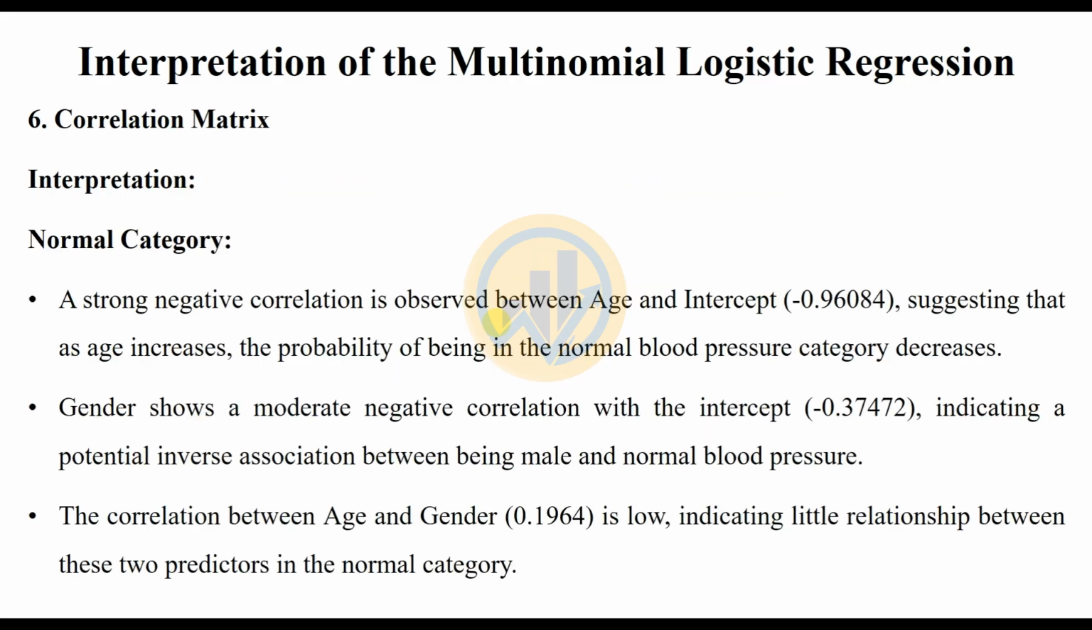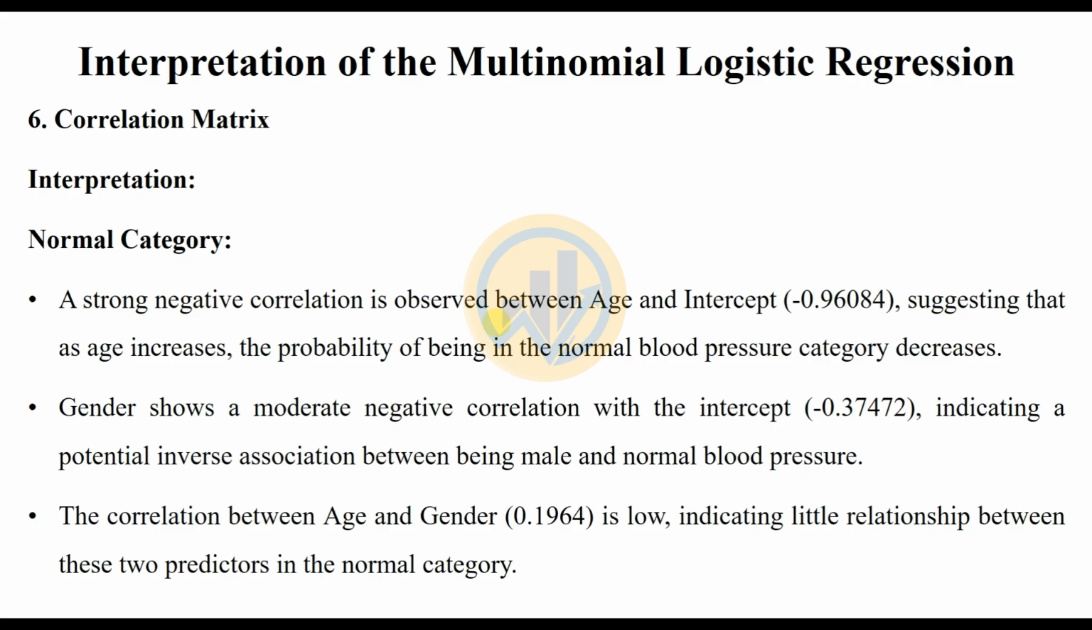So the interpretation of the correlation matrix for the normal category: a strong negative correlation is observed between age and intercept, minus 0.96, suggesting that as age increases, the probability of being in the normal blood pressure category decreases. Gender shows a moderate negative correlation with the intercept, minus 0.37, indicating a potential inverse association between being male and normal blood pressure.